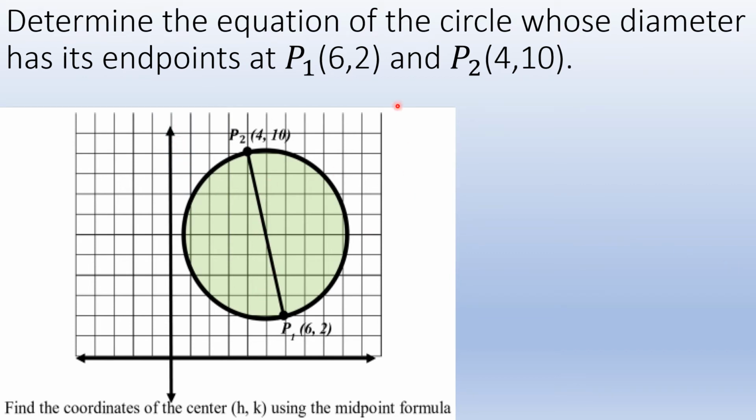So, yung point 1, which is 6, 2, dun siya nakalocate. From the point of origin, you count 6 units to the right, then 2 units upward. Dito nakalocate yung point 1 na 6, 2. At yung second point na 4, 10, from the point of origin, you count 4 units to the right, then 10 units upward. So, nandito yung second point na 4, 10. So, this is now the diameter of the circle.